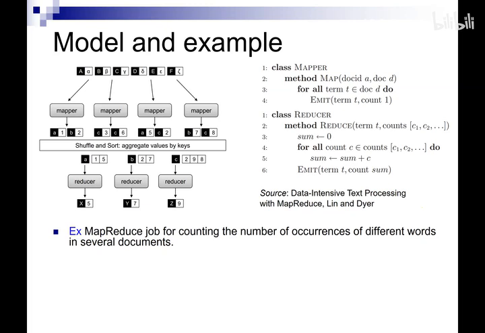All right, so the first example we're going to look at is a simple Mapreduce job, which is going to count the number of occurrences of different words in several documents. So imagine that you have a bunch of web pages. Each web page has a bunch of words, and you just want to count how many times each word occurs in these web pages. Like how many times does it say cat? How many times does it say dog?